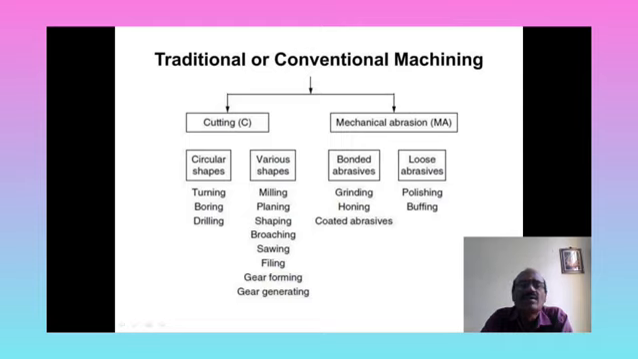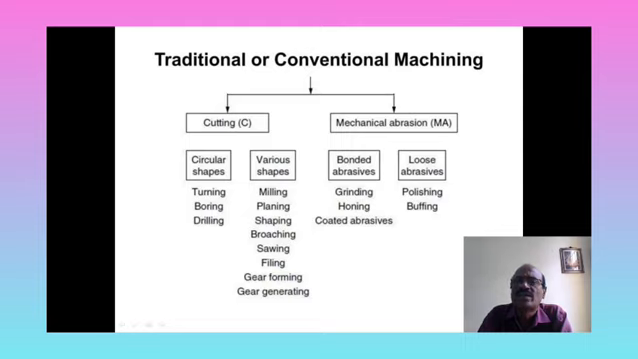The cutting operation removes the metal. There are circular shapes and various shapes. Circular shapes are nothing but turning, boring, and drilling. These are the metal removal processes here. Various shapes include milling, planing, shaping, broaching, sawing, filing, gear forming, gear generating. All these shapes remove the metal from the workpiece.